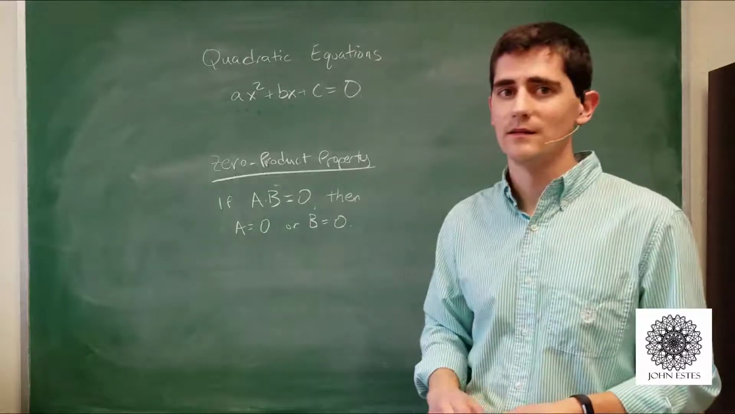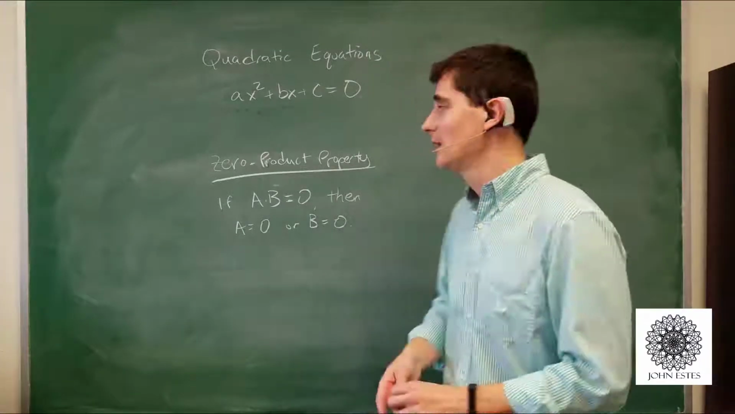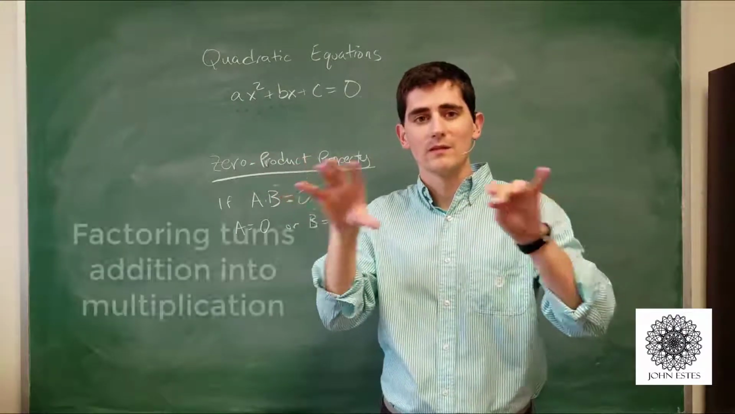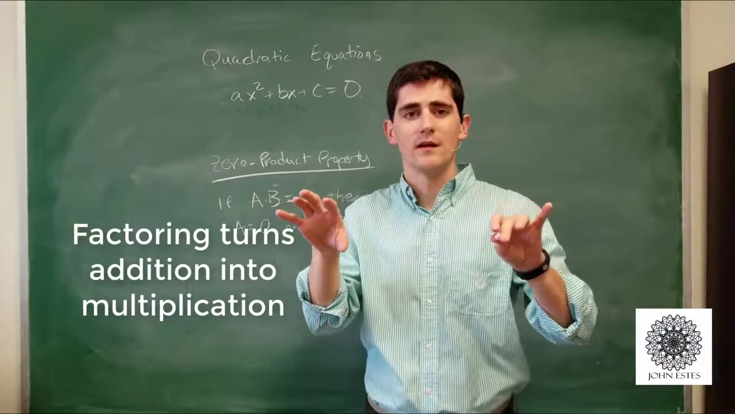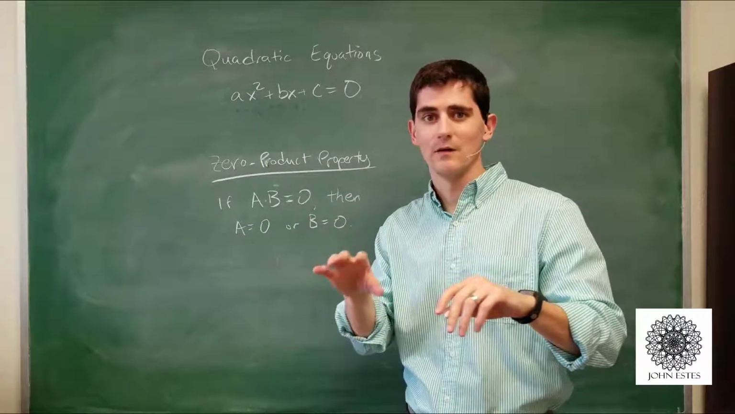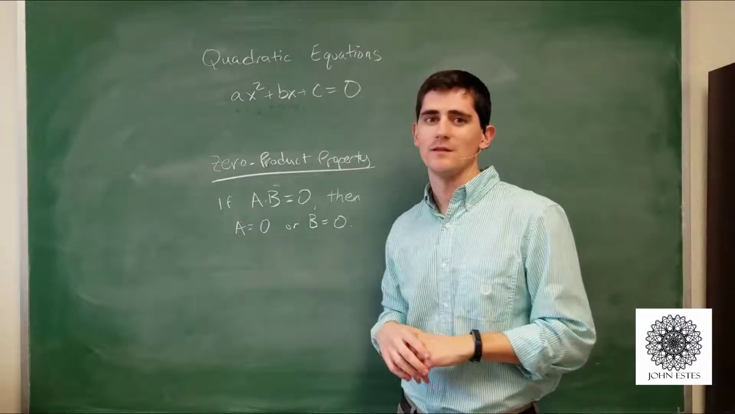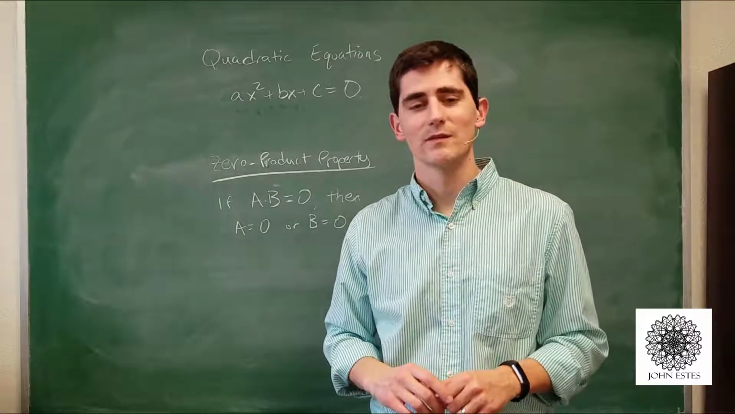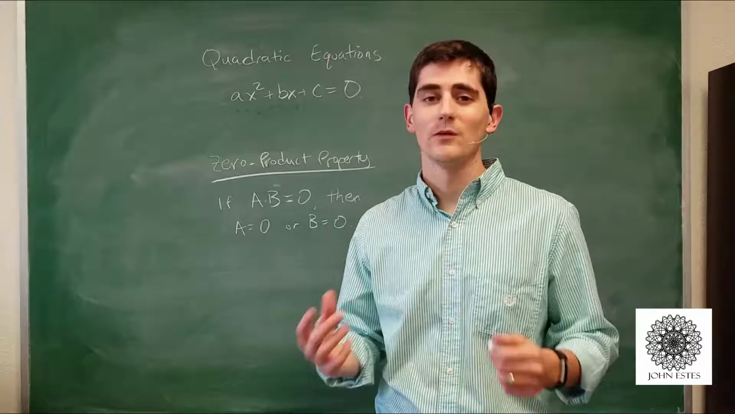The idea is, I know how to solve linear equations. Is there a way that I can take a quadratic equation and break it up into the product of two linear expressions set equal to 0? If that's the case, then one of those has to be 0, and then I can solve my equation. I'm going to show you some examples on how to do that, and hopefully it makes sense.